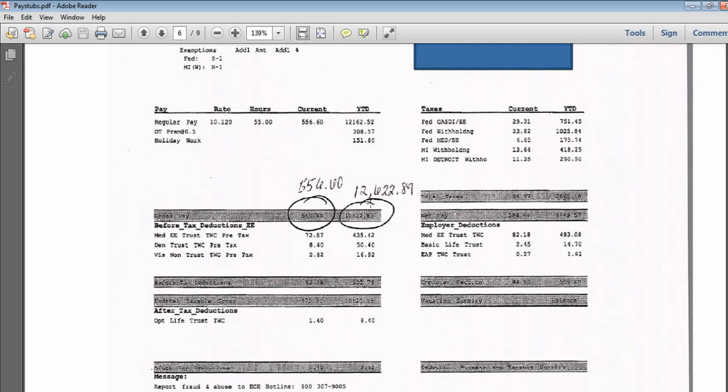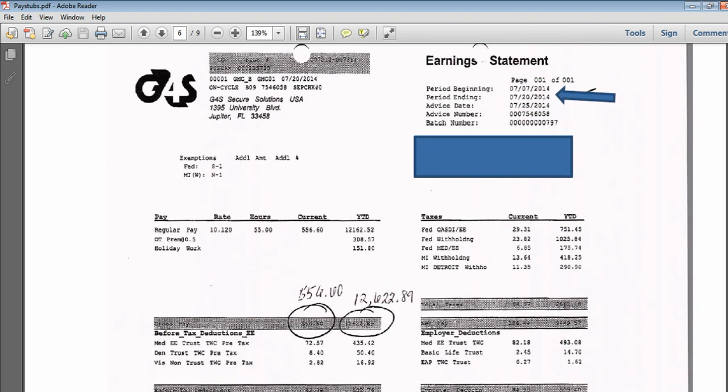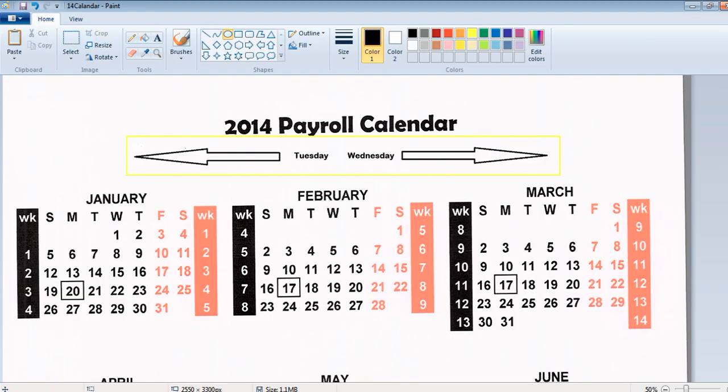This is kind of a backwards employment verification. Before, our employer was looking at their last paycheck and giving us this number as of this date. Now, we're simply doing the same thing. So we don't want to use the advice date. We want to use the period end date of the last check. So this is the year to date as of 7/20/2014.